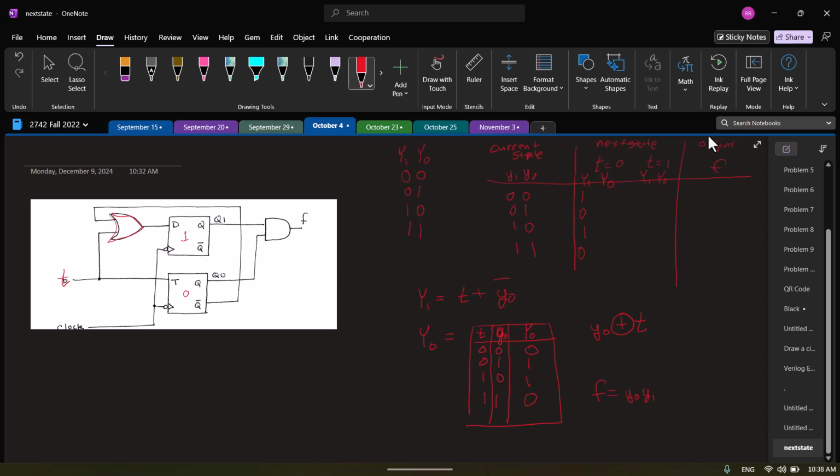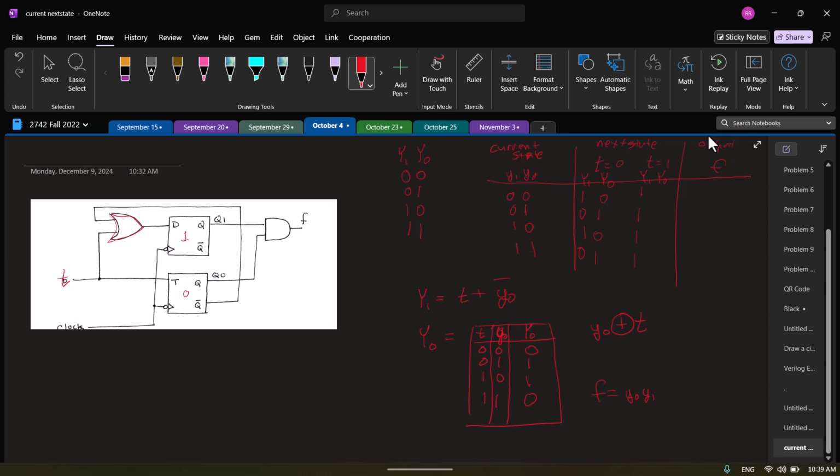y0 is the exclusive OR of y0 and t. So exclusive OR is 1 when exactly one of them equals 1. If they're both 0, it's 0, and if they're both 1, it's 0. So t is 0, so they're both 0, so that's 0. Here, y0 is 1, and t is 0, so that's a 1. Here, they're both 0, so that's a 0. Here, y0 is 1, and t is 0, so that's a 1. Okay, now when t equals 1, 1 or anything is 1, so y1 will be 1 for all of these.